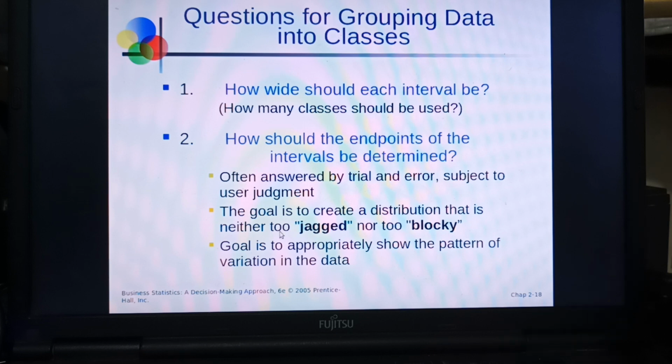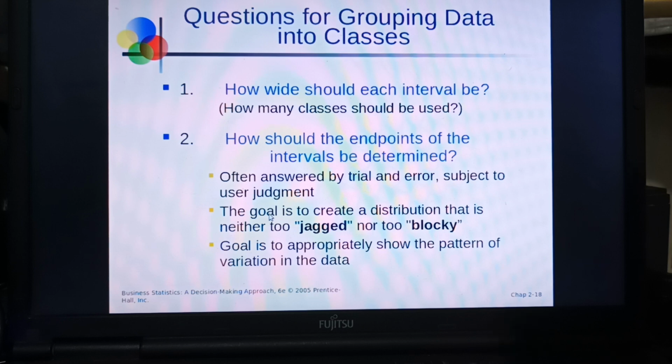Now, questions for grouping data into classes. How wide should each interval be? Or how many classes should be used? And how should the endpoints of intervals be determined? This is often answered by trial and error, subject to user judgment, subject to the researcher. There is no hard and fast rule for this.